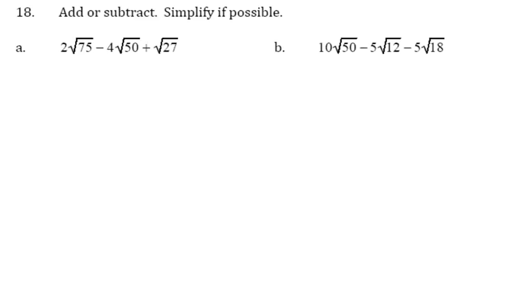We are continuing the Math 4 review. We are now on number 18A. It's asking us to add or subtract these radical expressions and simplify if possible. Again, that means no calculators. We are simplifying our radicals and then combining our like terms.